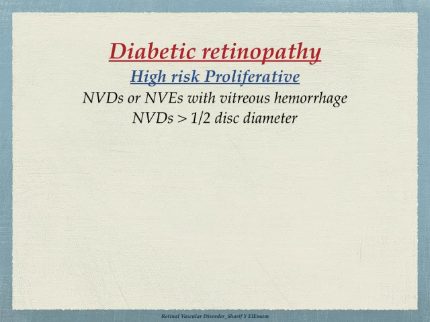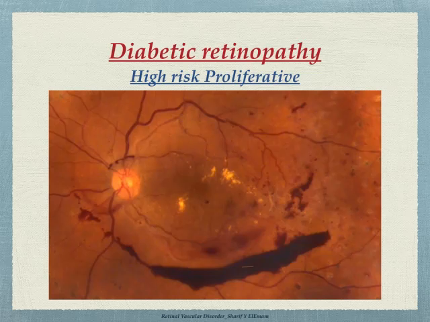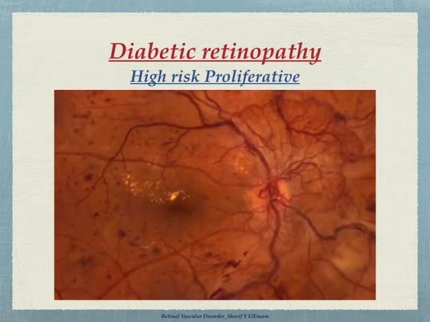The proliferative diabetic retinopathy or PDR patient can further be classified into a regular PDR and a high-risk PDR, which includes the presence of NVDs or NVEs with vitreous hemorrhage, or NVDs covering at least half the disc diameter. These are high-risk proliferative patients, like this patient having a pre-retinal hemorrhage area as well as new vessels covering most of the disc. Right here we can see there are large areas of NVDs covering the disc. This is a high-risk PDR patient.